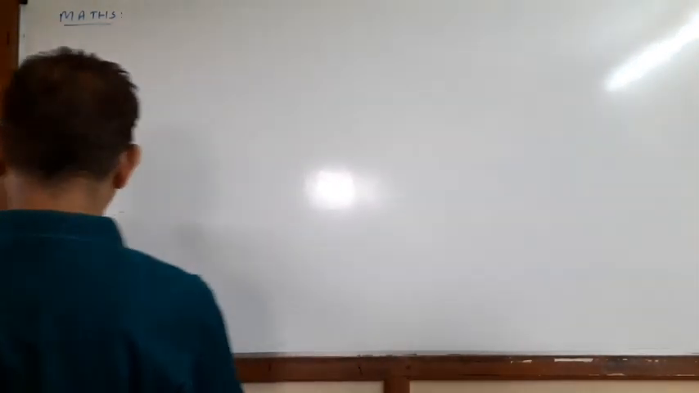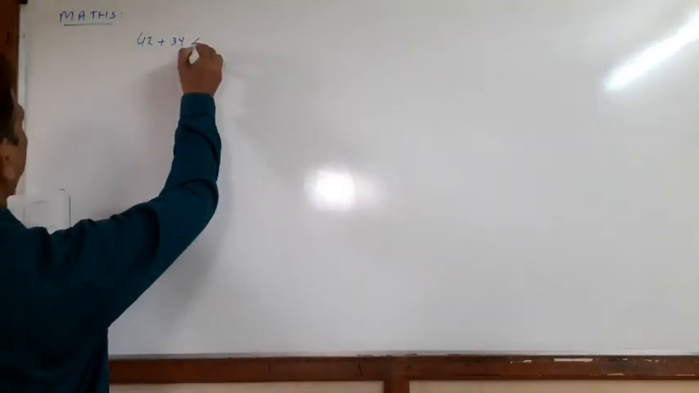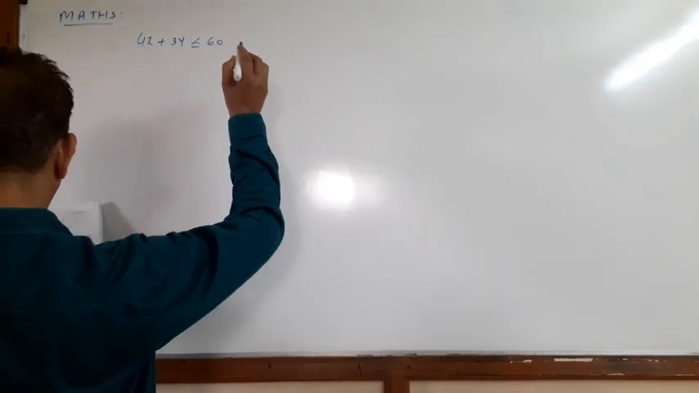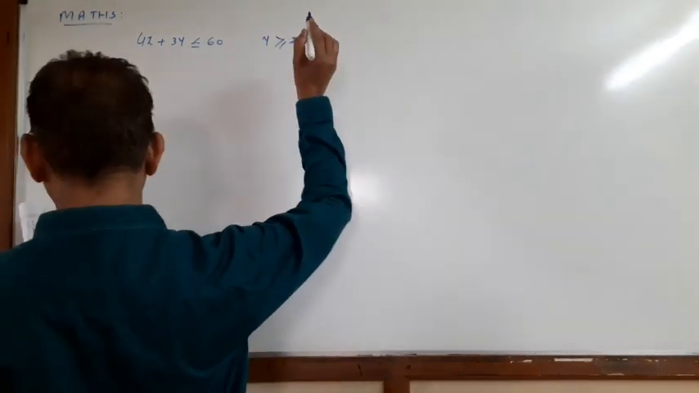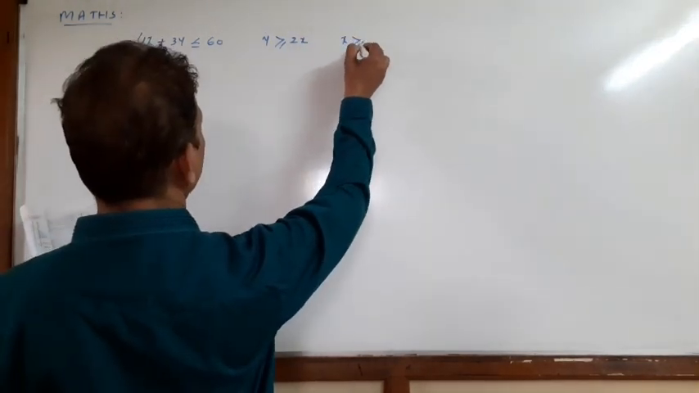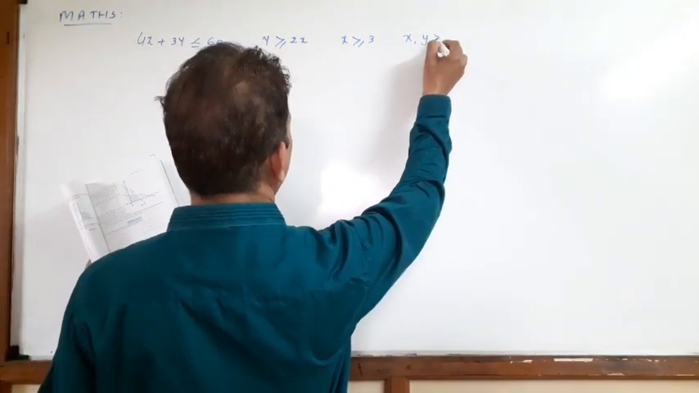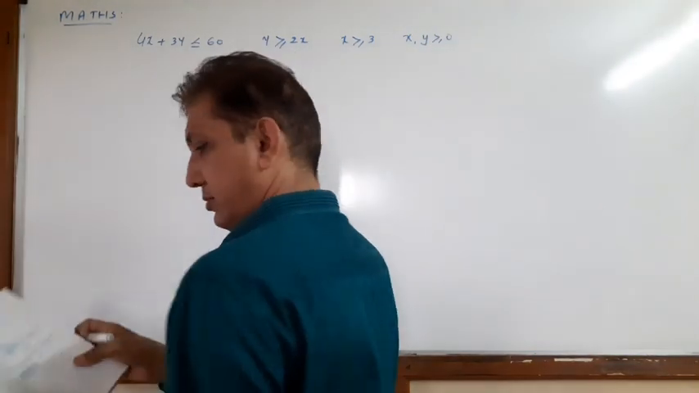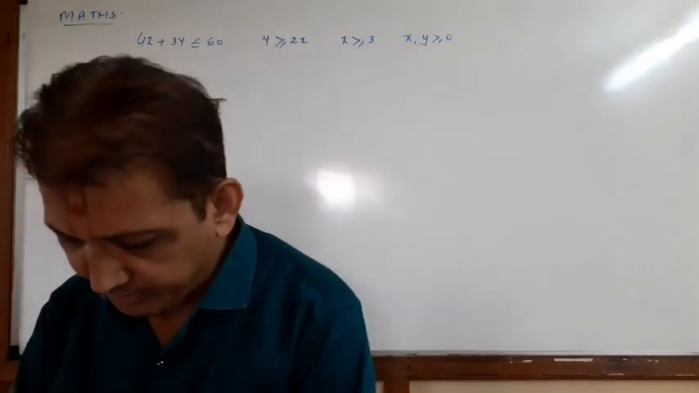4x plus 3y less than or equal to 60. Second equation, y is greater than or equal to 2x. Third equation, x is greater than or equal to 3. And we draw the graph in the first quadrant.